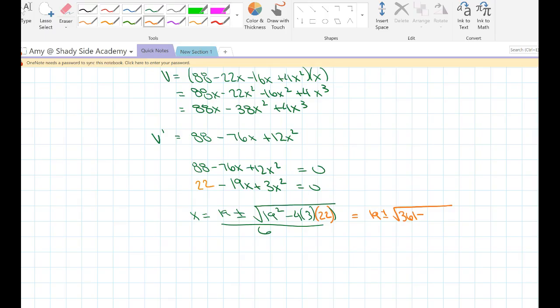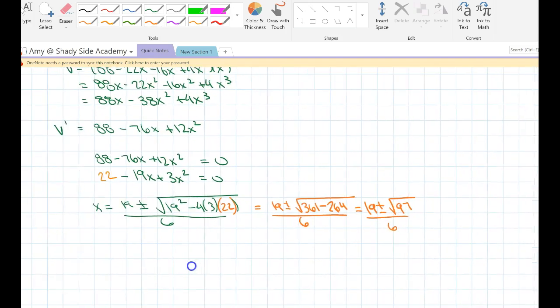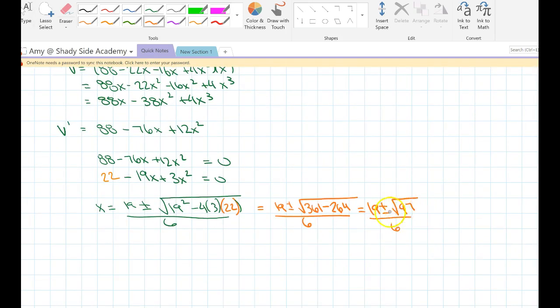264 all over 6, yeah? And this is going to equal 19 plus or minus the square root of 361 minus 264, that is radical 97, all over 6, correct? This number here is approximately 10. So 19 plus 10, which is 29, divided by 6, or 19 minus 10 divided by 6.